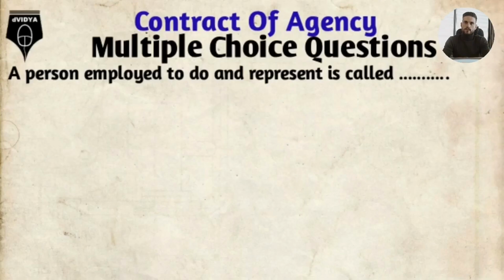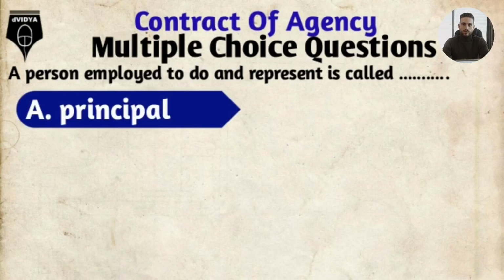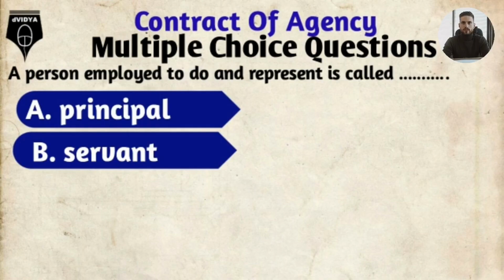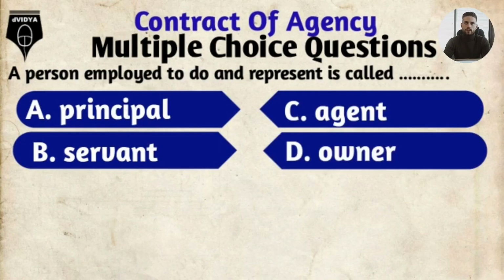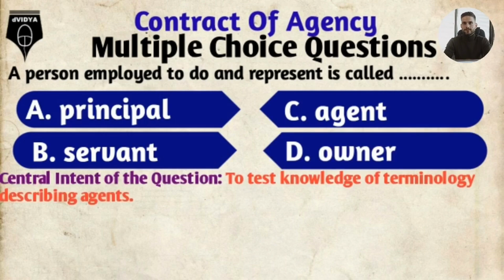A person employed to do and represent is called. Option A, principal. Option B, servant. Option C, agent. Option D, owner. Central intent of the question: to test knowledge of terminology describing agents.